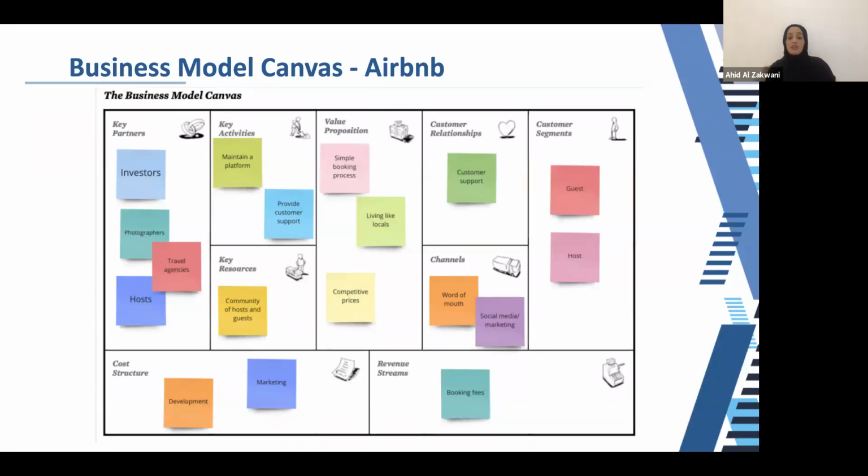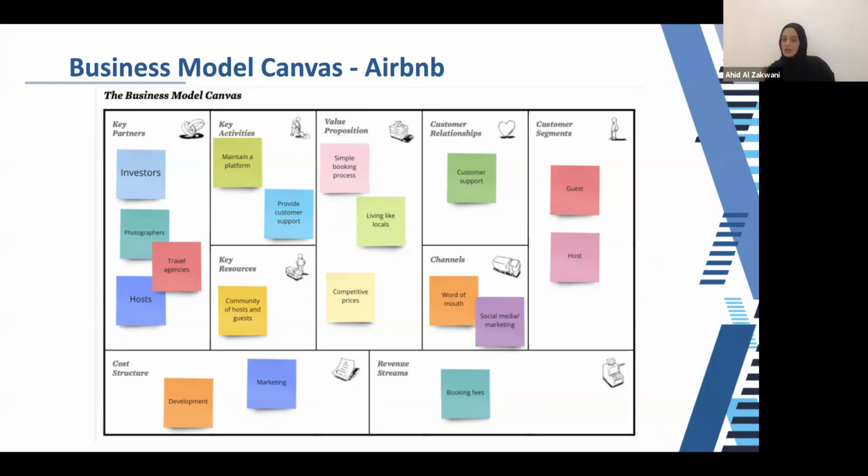Then we have channels. Channels are the ways that will allow you to deliver your product to your customers. How could they know about your product? Social media, maybe marketing, maybe from people around them. And then we have customer segments, your personas, and we will know together what a persona is later.